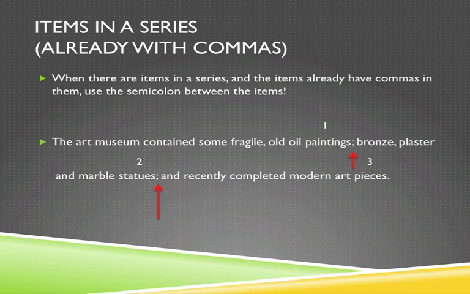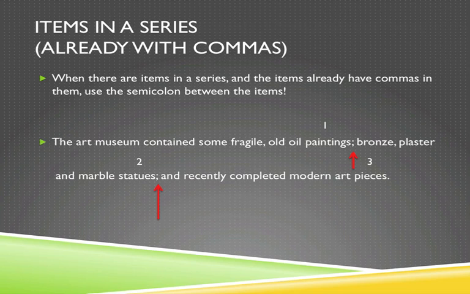Another pretty common use of the semicolon is in what we call items in a series. This is when we have three or more items that are in a series, in a row. They all belong to something. But what makes these series call for a semicolon rather than just a comma is when each item already has commas in it. So if we just put a comma between each item again, it would be very confusing because we wouldn't know which item is grouped together and which is the break to a new item.